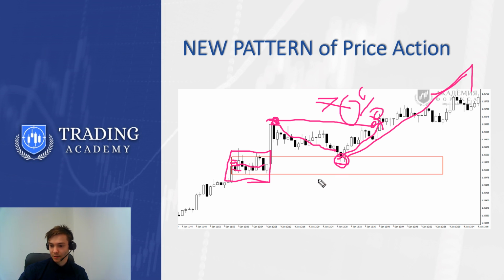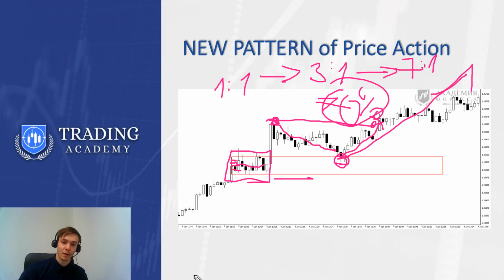It means that with this low risk, we can trade, let's say, 1 to 1 till 3 to 1 and even more, like 7 to 1, with 70% probability of profitability. So this is really the basic law of how markets are moving.